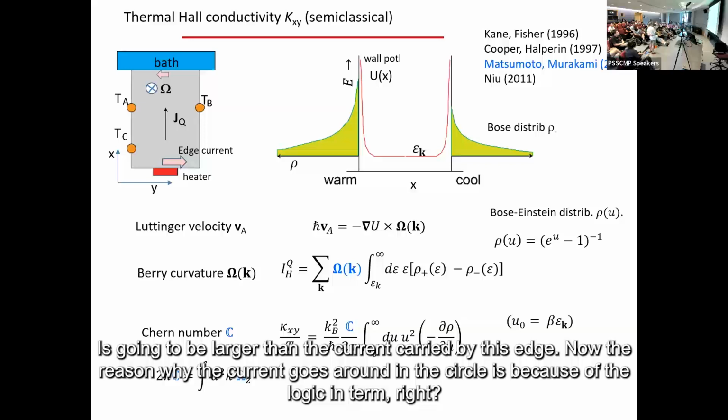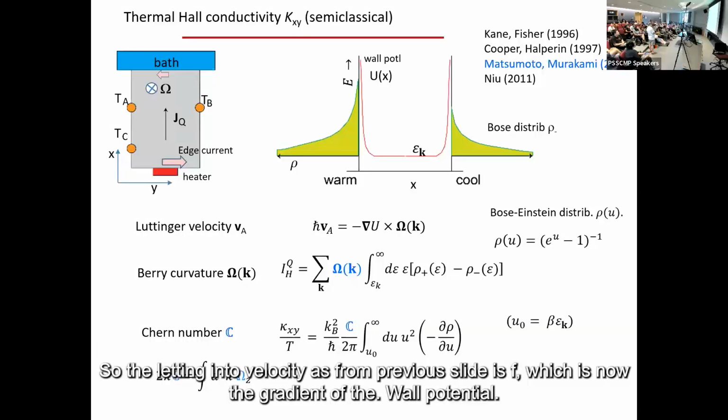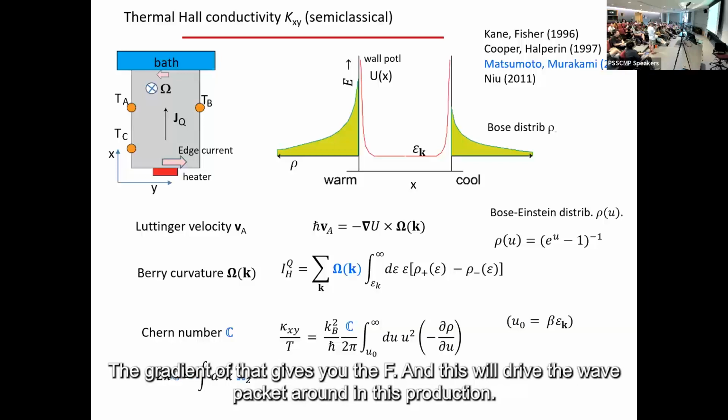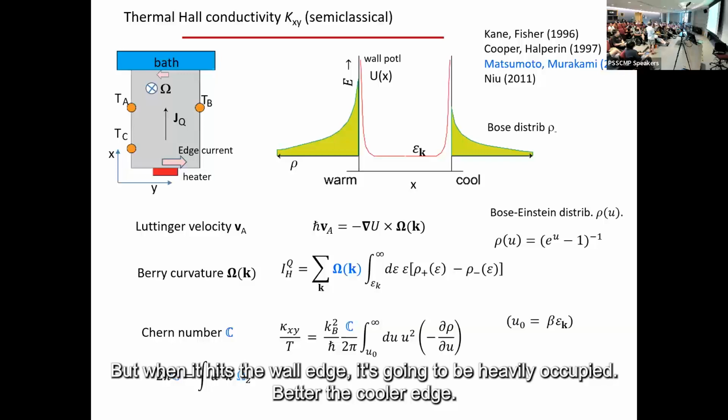Now, the reason why the current goes around in a circle is because of the Luttinger term, right? So the Luttinger velocity, as from the previous slide, involves F, which is now the gradient of the wall potential. But remember that there is a wall potential right at the boundary, so this comes down in a very steep fashion. The gradient of that gives you the F. And this will drive the wave packet around in this direction. But when it hits the warm edge, it's going to be heavily occupied compared to the cooler edge.